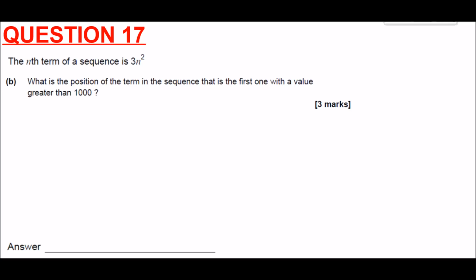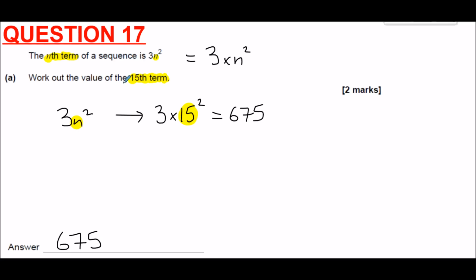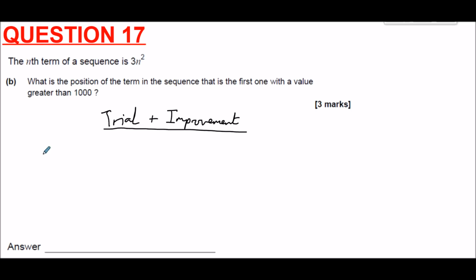I could show you a way of doing this algebraically using square roots, but I think the easiest way may be just a case of trial and improvement. Just trying different values of n and seeing what will work. So we started off before with 15. When n was 15 we had 675, so let's try when n is 16.